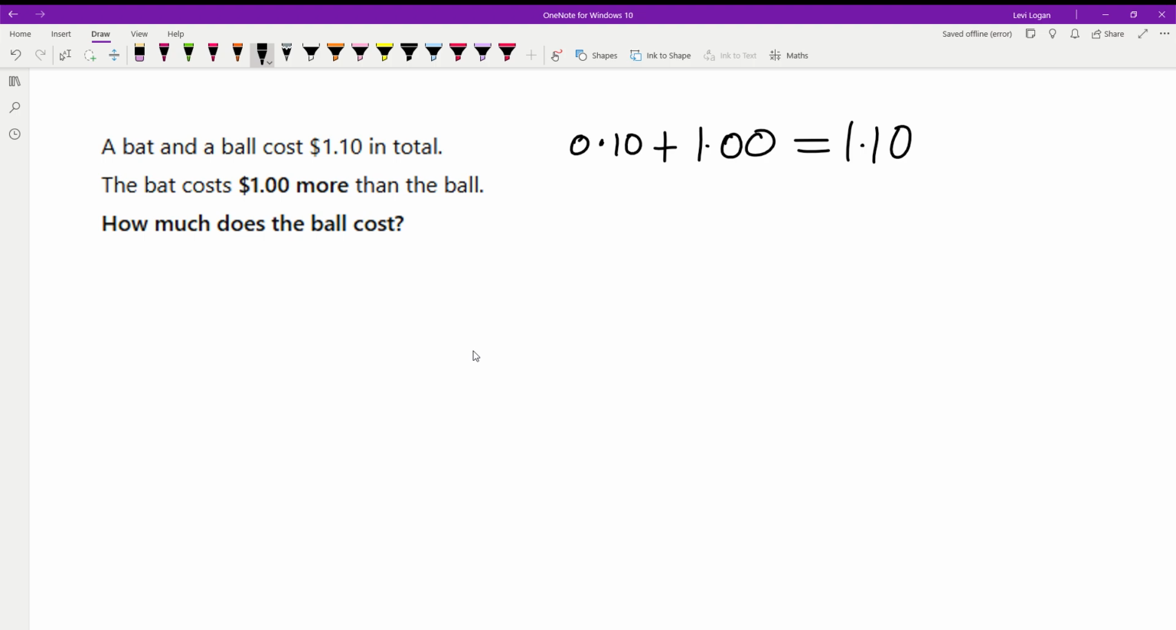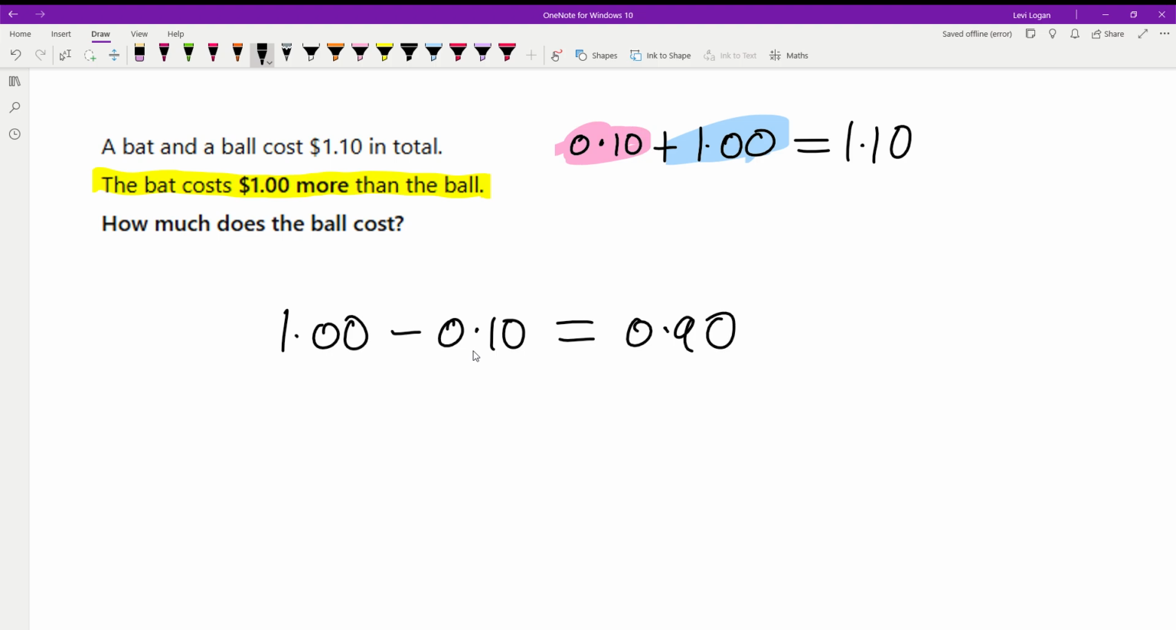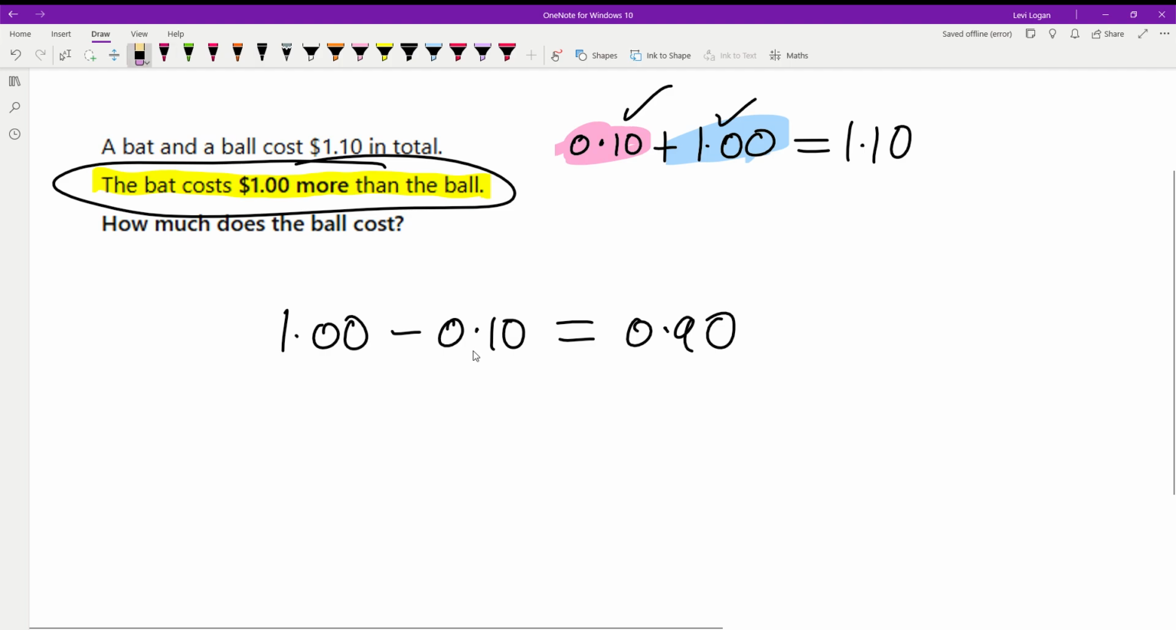Because look at the wording here. The bat costs $1 more than the ball. If that is the price of the ball and that is the price of the bat, while they do add together to give $1.10, the difference between $1 and 10 cents is 90 cents. So it's not actually $1 more, because that doesn't work. They add up to it, but it doesn't make the yellow bit true.